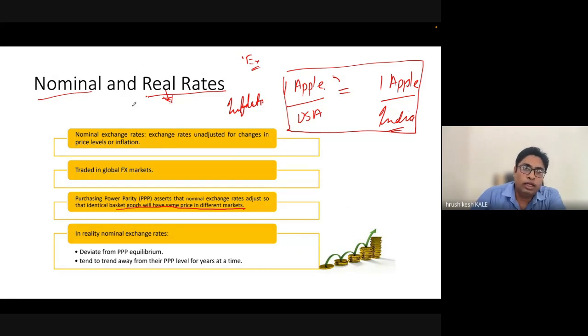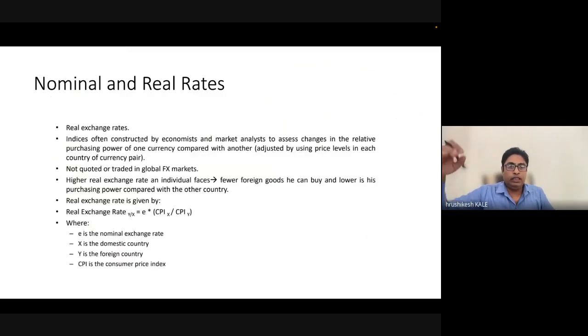Now, if you want the definition, nominal exchange rates are those exchange rates which are unadjusted for changes in inflation, and real rates are those rates which are adjusted for changes in inflation. Okay, let us see here. We are supposed to calculate real exchange rates, and our nominal exchange rates are given to us. The formula is real.